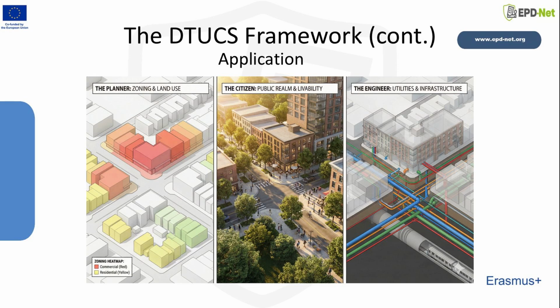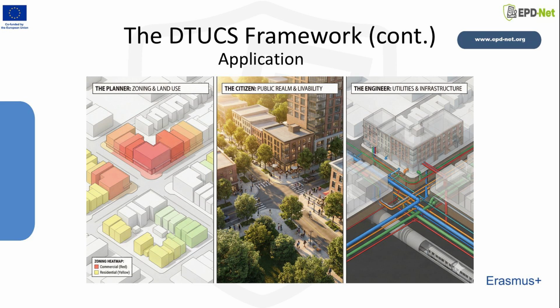For a city planner, the system might display high-level zoning densities and heat maps. For a citizen, it might show realistic 3D visualization of a new park to gauge public opinion. For an engineer, it reveals the underground utility pipes. Ultimately, Al-Sarawi argues that a digital twin is not just a calculation tool, it is a communication tool.